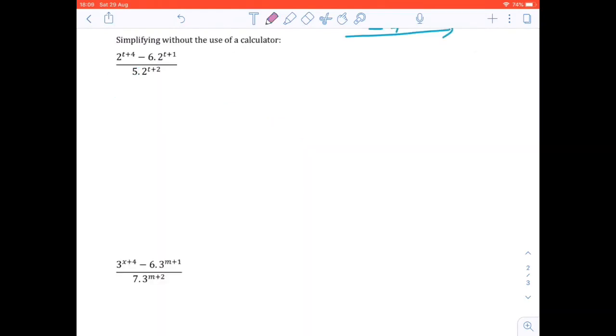Next is simplifying without the use of a calculator. And this time you'll notice that we have a minus sign within our sum. So this means the steps are slightly different. The first step is still the same. Any number that is not a product of prime factors needs to be put as a product of prime factors. 6 is the only number. And if you look, 2 goes into 6, 3 times, and 3 goes into itself once. So the product is 2 times 3 for 6. So that's the first step.